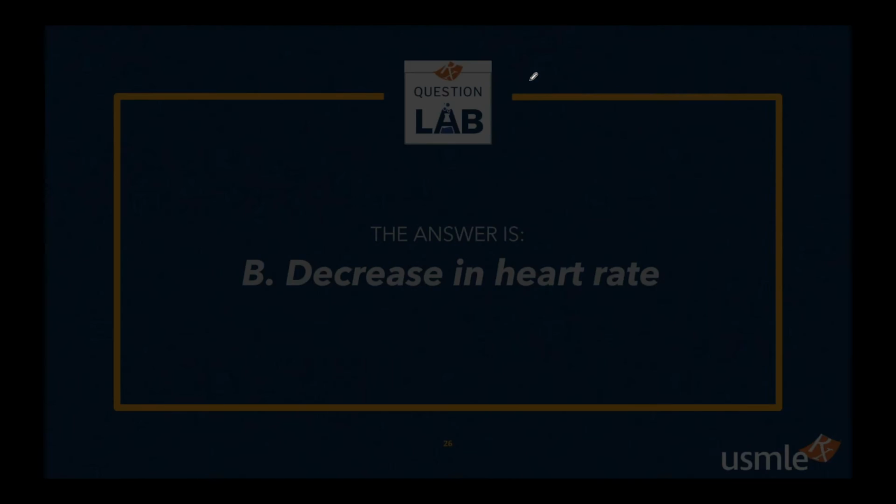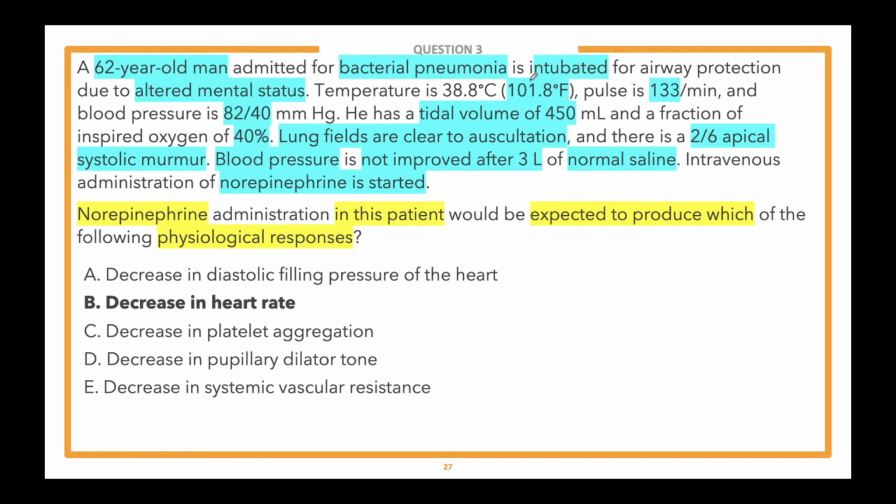Yes, definitely a tougher question. So what's going on? Well, this 62-year-old male, we know he has bacterial pneumonia. Now he has altered mental status. He's febrile, tachycardic, hypertensive, and he's intubated. So this patient likely has sepsis, and specifically septic shock, likely due to that pneumonia process, okay?